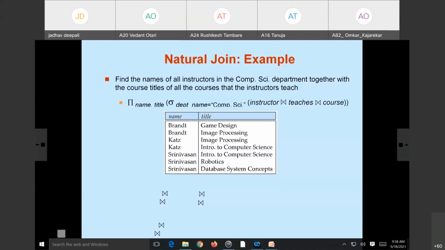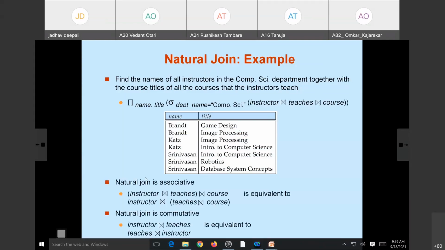So these are the 5 teachers from the computer science department, and these are the titles of the courses taught by that instructor. Here we need to perform the natural join of 3 relations. When we apply the natural join or Cartesian product, it is associative. Instructor, teaches, and course: how will this execute?